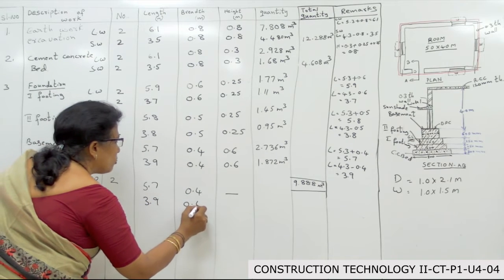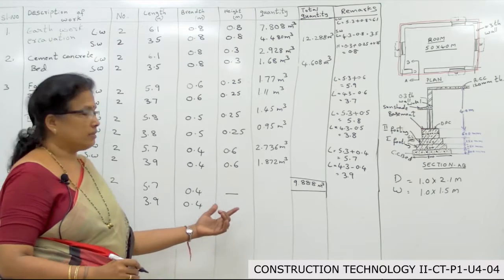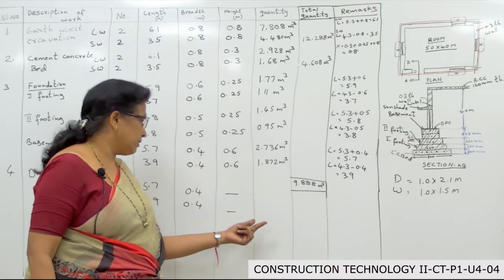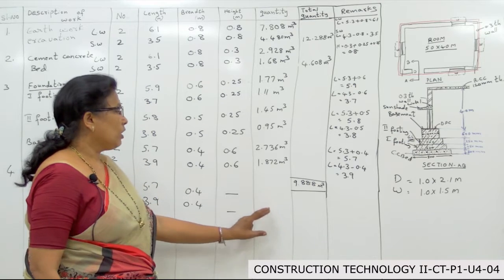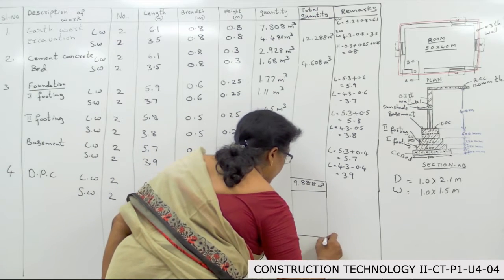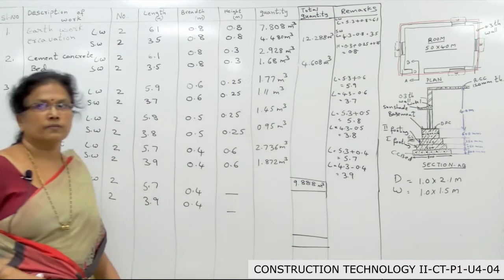You will not have thickness. For DPC, you won't have thickness. Now same here also, 3.9 and 0.4. Multiply these 3 items, you will get the quantity in square meters.